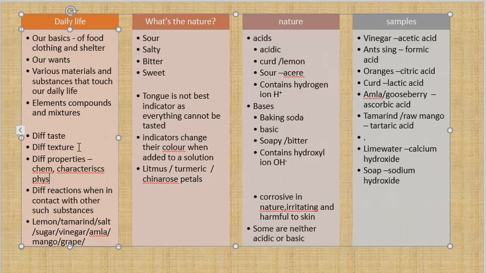Now, some of these materials are corrosive. Corrosive means what? Acids are corrosive because they react with metal. And when they come in contact with human skin, they cause harm because they are irritating to the skin. Now, some materials are neither acidic nor basic. What are some examples of acids and bases? Vinegar contains acetic acid, so it is acidic in nature.